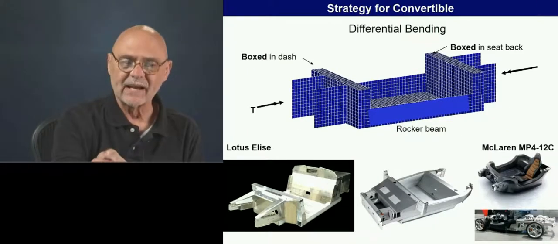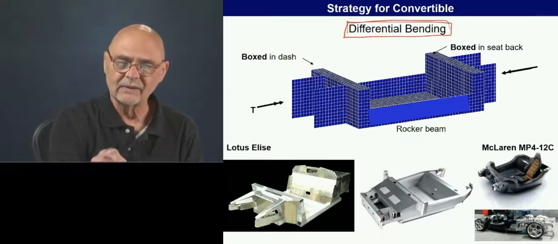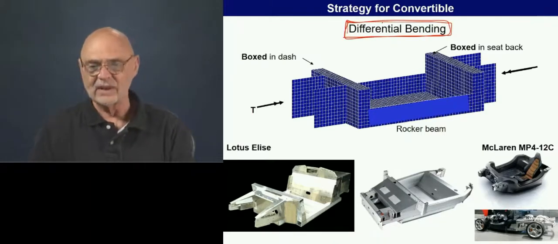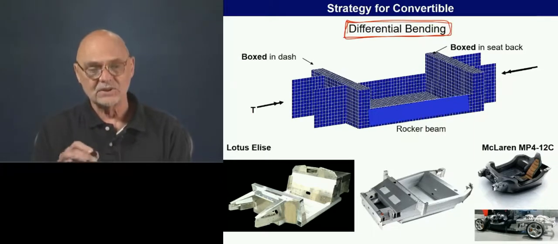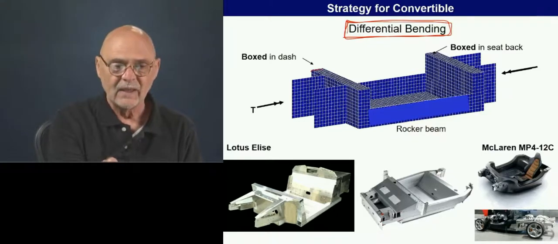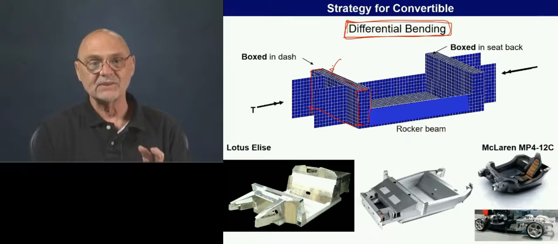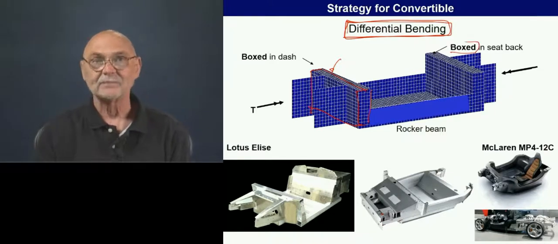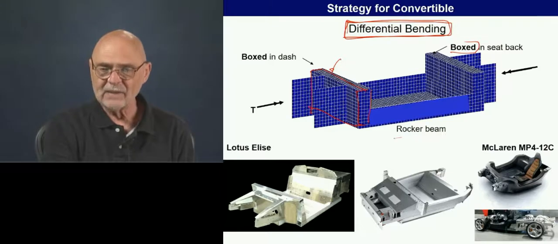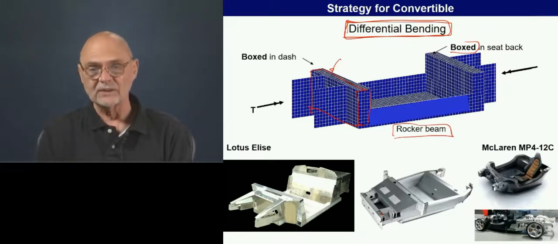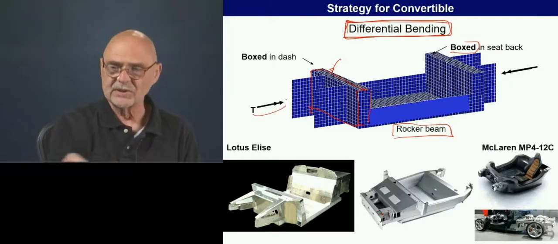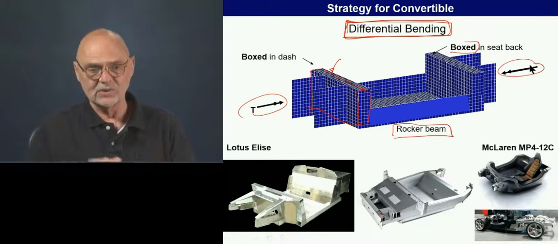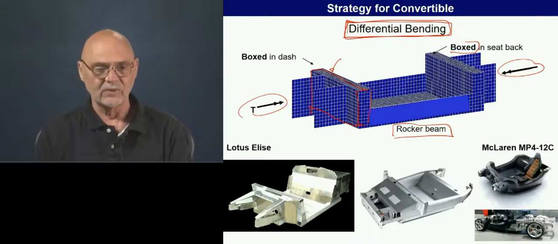So the first of these is this idea of differential bending. It's kind of an odd phrase, but you'll see why that's the case in just a minute. And this has to be a very specific kind of structure. We need to have a closed-in dash. So here's a box, a hollow box again. The dash is a box. We have a similar one in the back, in the seat back. And then we have them connected by a pretty substantial rocker. Here we're applying our twisting loads, and we'll look in a minute at what the distortion is for this and why it's called differential bending.